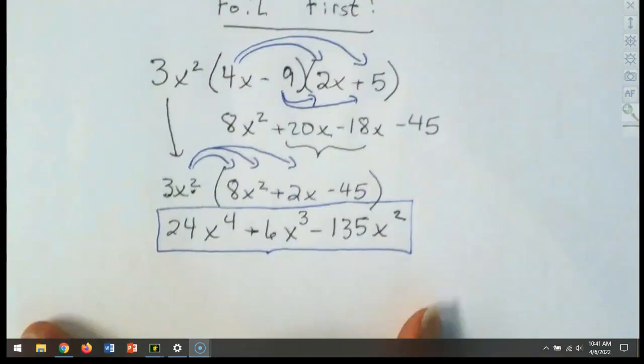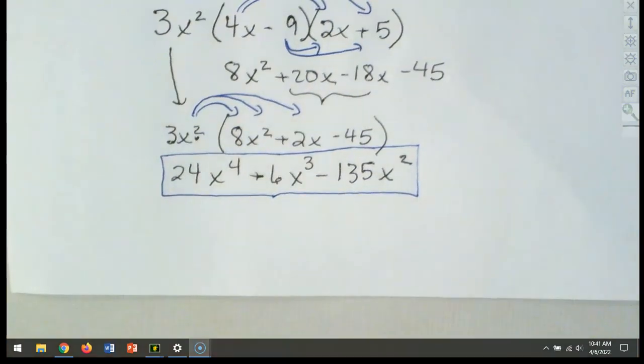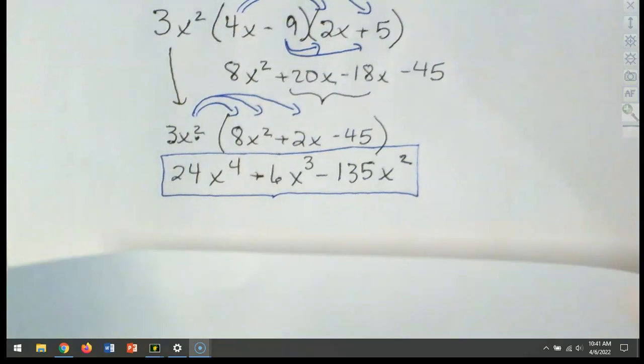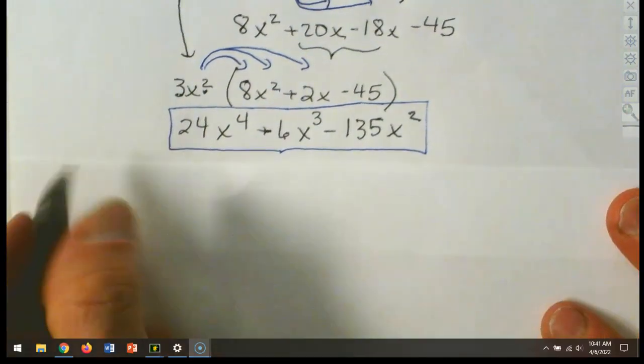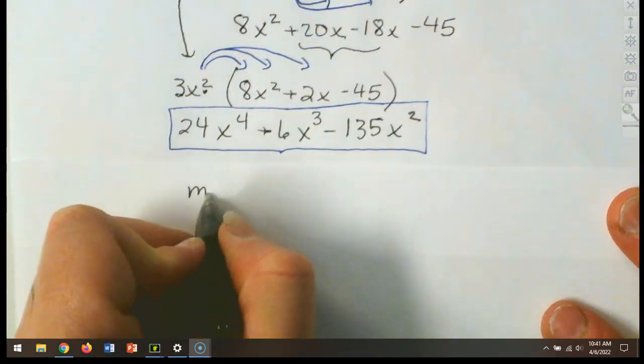Is everyone right with that so far? So all you've got to do is FOIL it first. Let's do some more of these. How would we handle this one? How do we multiply this one out?